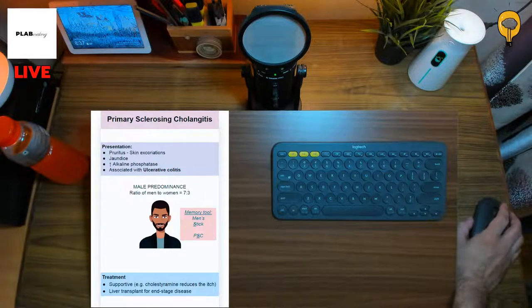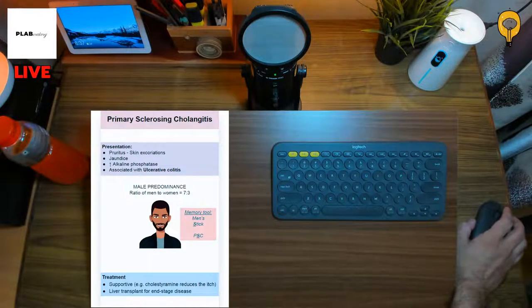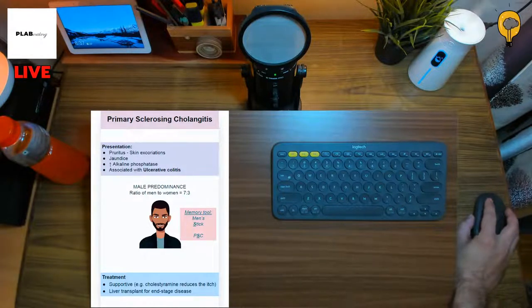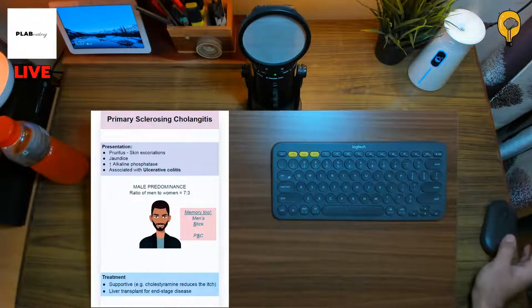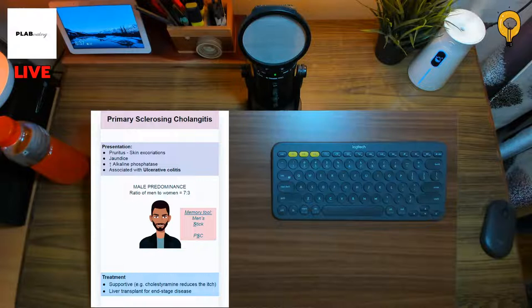Now esophageal carcinoma: adenocarcinoma has now overtaken squamous cell carcinoma as the most common type of esophageal cancer. So it is the adenocarcinoma which is the most common type of esophageal cancer, not squamous cell carcinoma.